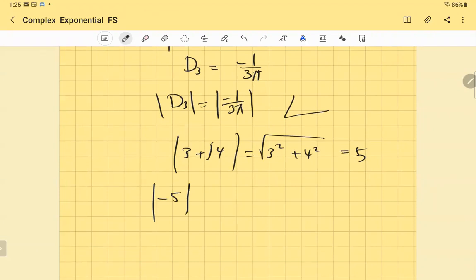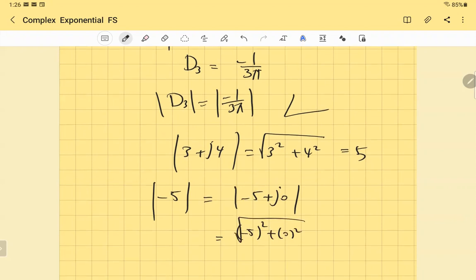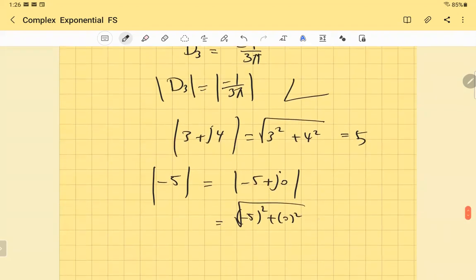5. If you like to square, that's okay. Look at that: -5 plus j0. So what you have is -5 squared plus 0 squared, square root. You want to do that, right? Okay, fine. But it will cost you time in the exam.